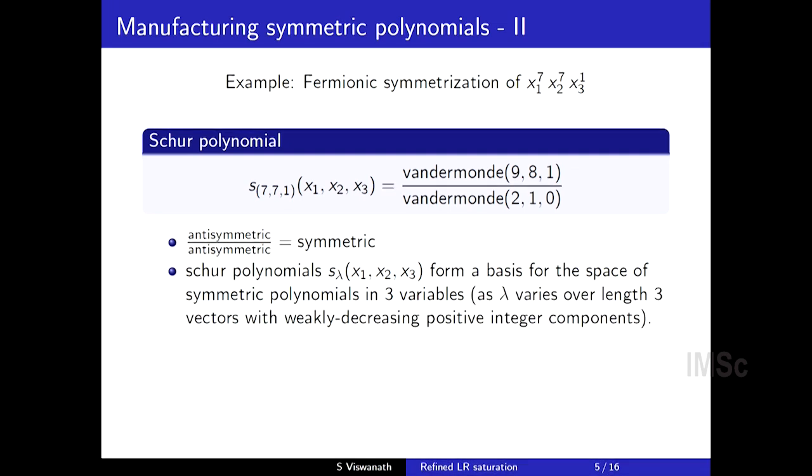So what are the possibilities? You let lambda vary over vectors of length 3 with positive integer components which are weakly decreasing. So 7, 7, 1, for example.